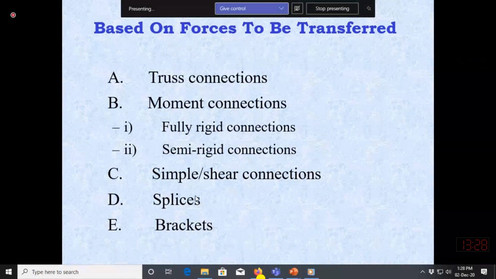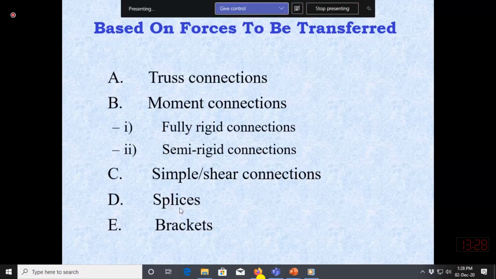So for this same member, when we are joining two small members to make a longer member, we need to use the splice type of connection. You will see the splice type of connection in our upcoming section. You will see some diagrams. And there are bracket type connections, which are normally designed for torsion also.